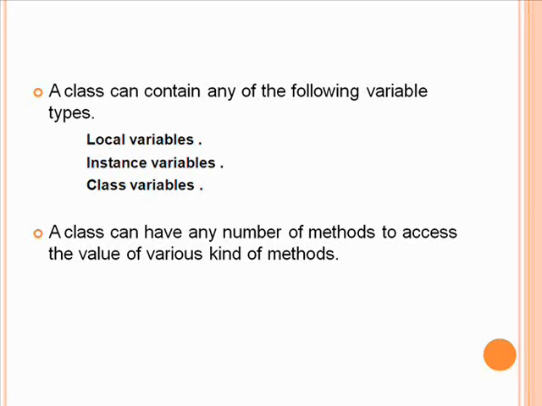Second type is instance variables. These are the variables within a class but outside any method. They are instantiated when the class is loaded. Instance variables can be accessed from inside any method, constructor, or blocks of that particular class. The third type is class variables. These variables are declared within a class outside any method with the static keyword.